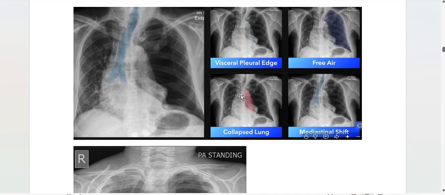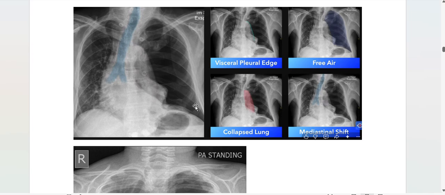So in X-ray, how can we see that? We can see these are the visceral pleural edges, as you can see, right? And then free air. This area is very dark as compared to this one.